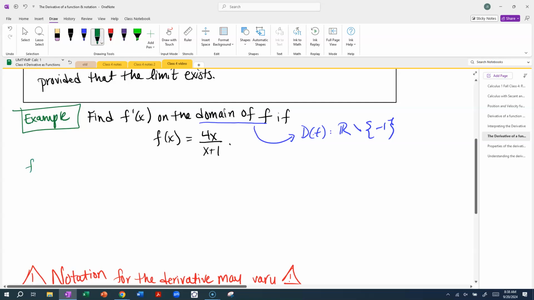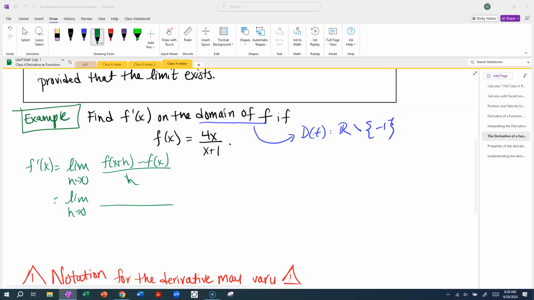Let's go ahead and do this derivative. So f prime of x is equal to the limit as h approaches 0 of f of x plus h minus f of x, all over h, right? Okay, so then this is the limit as h approaches 0. And then in the numerator, f of x plus h would be 4x plus 4h divided by x plus h plus 1, minus 4x, so f of x, all over x plus 1, all over h.